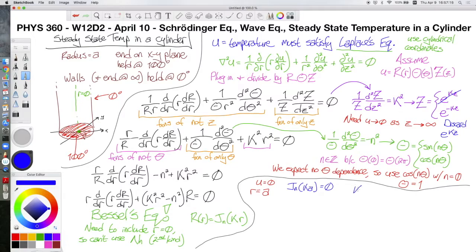So let's call kappa times a, let's give that a name, K. And let's let these be the zeros of J sub n. So this means that we have a more definite answer for our form of big R of little r, which is J sub n of K, little k, r over a. Now we can also plug this value of K back up here into our solution for Z to obtain our general solutions, our basis functions.